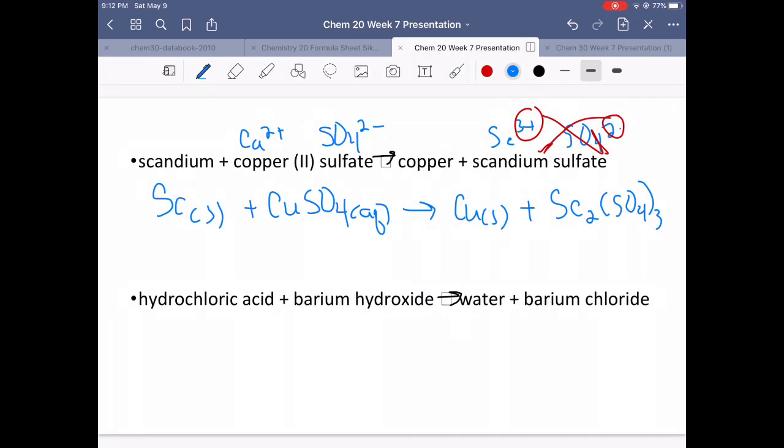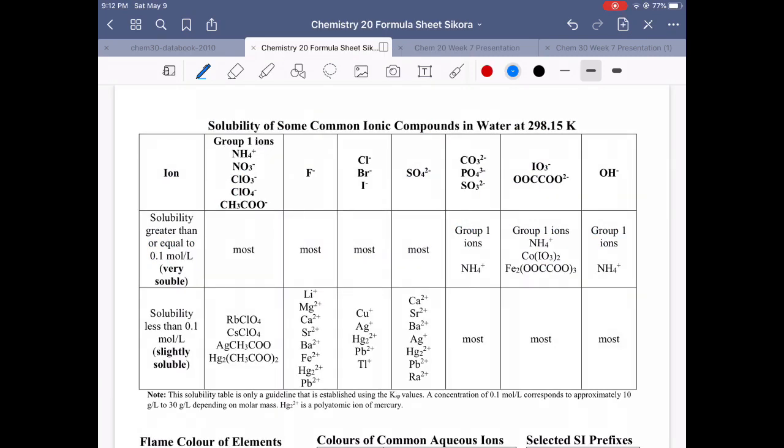Now what about state of matter? You can't assume aqueous. Yeah, there's water present, but how do you know what it's going to be? Well, this is where we go back to our solubility table. Look at the anion first, right? Here is your sulfate. So at that point then, where is the scandium going to come into play? Well, look for it. As it turns out, it is in the most section, which means we have a situation that's going to be aqueous.